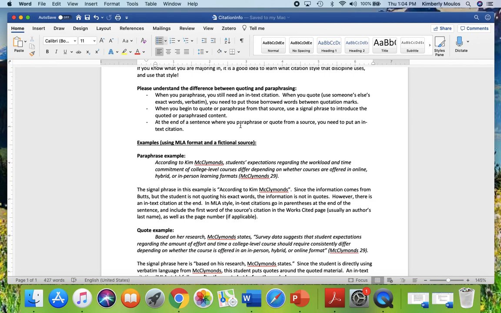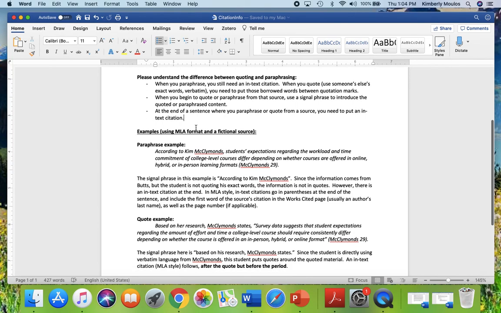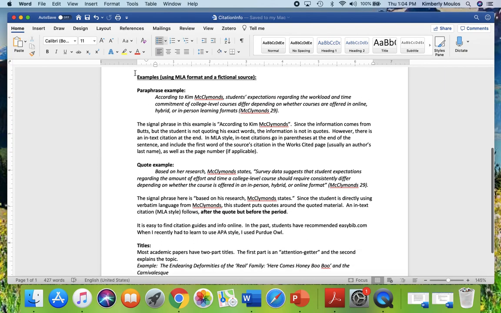At the end of a sentence where you paraphrase or quote from a source, you need to put an in-text citation. So both paraphrasing and quoting involve in-text citations. So I have some examples.